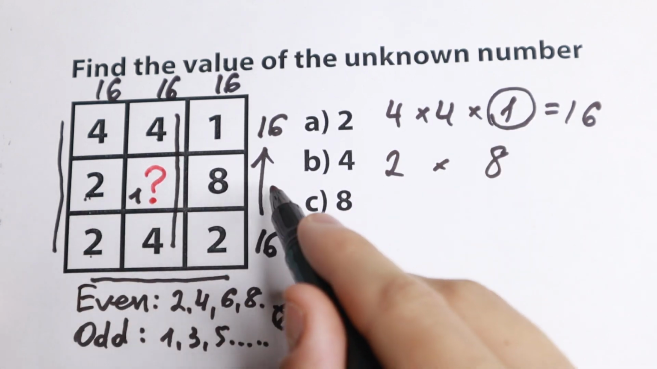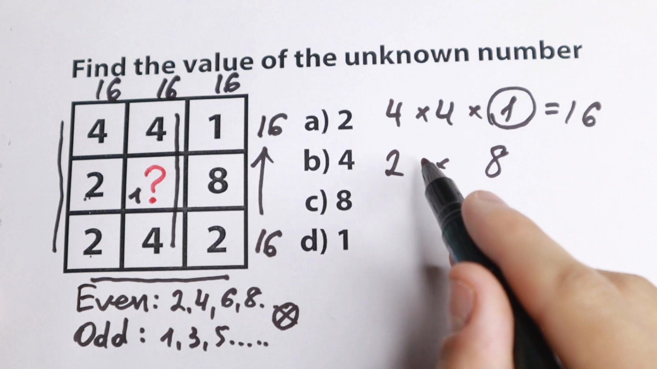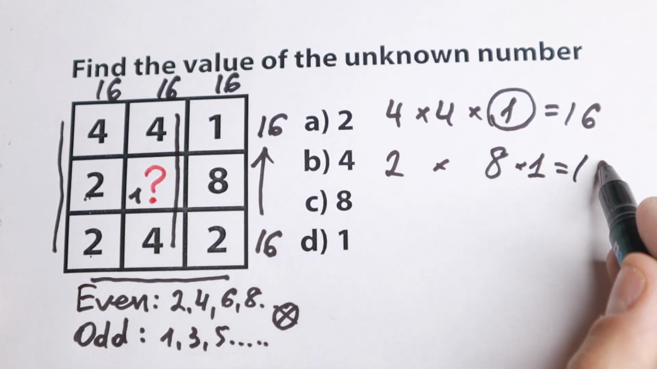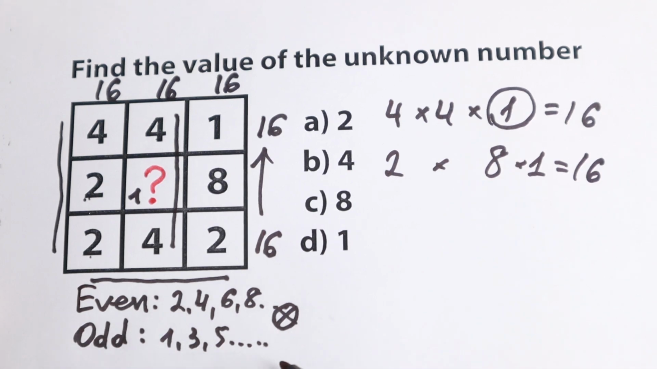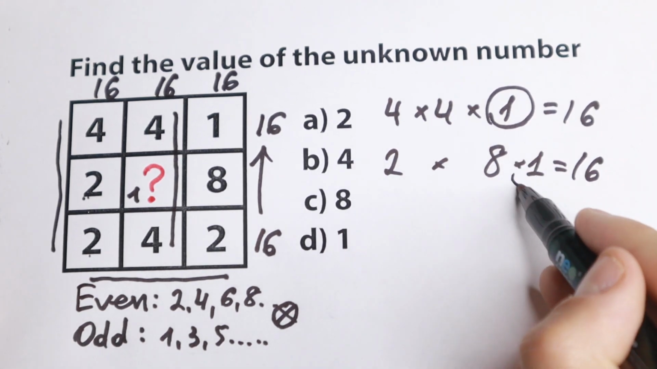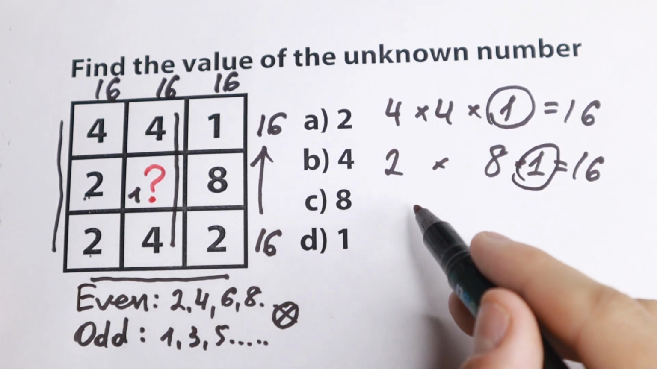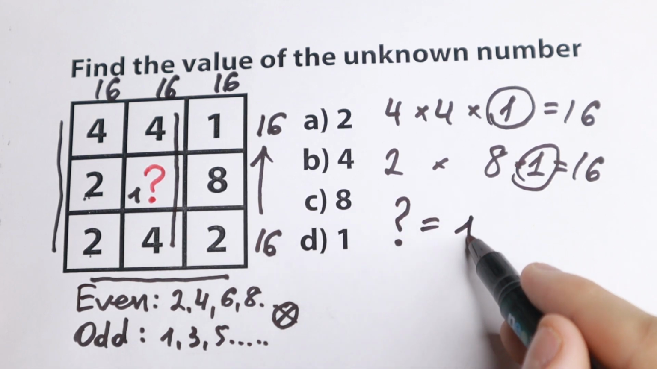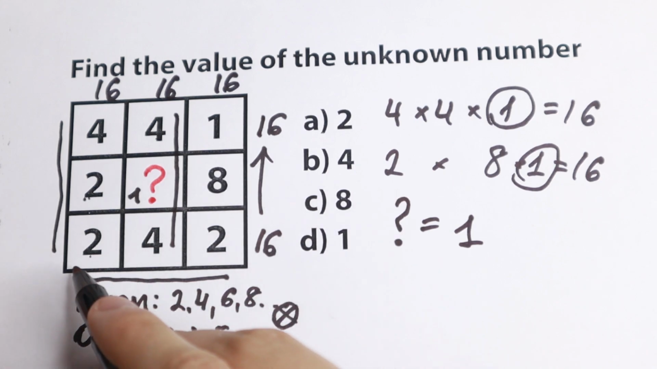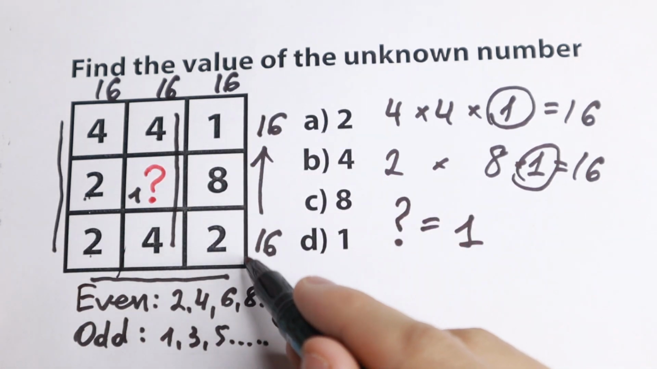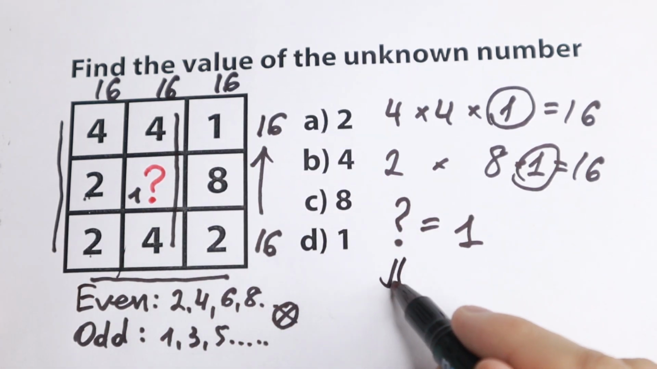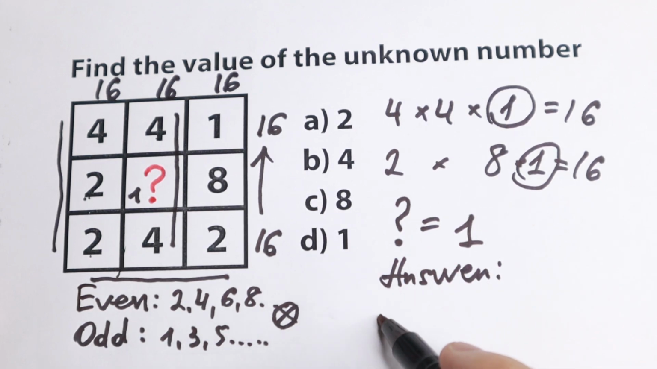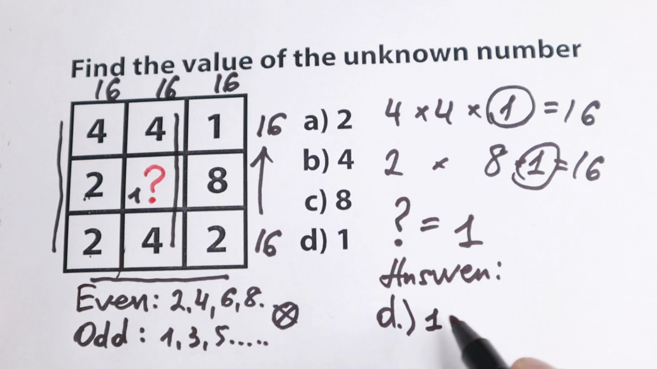And let's check it this way. 2 times 1 times 8. 2 times 8 and times 1. As a result, we have what? We have 16. So this logic is absolutely correct. We find our answer. So the number that we need to find is equal to 1, because in every way, right here, right here, right here, we need to have 16. So our answer is option D, equal to 1.